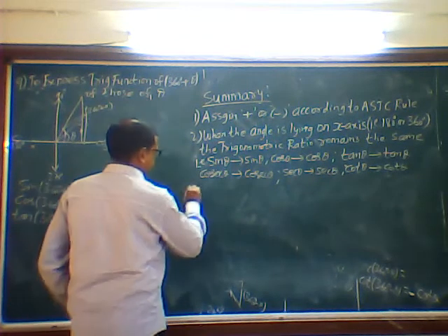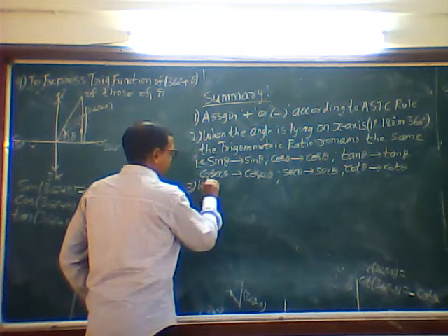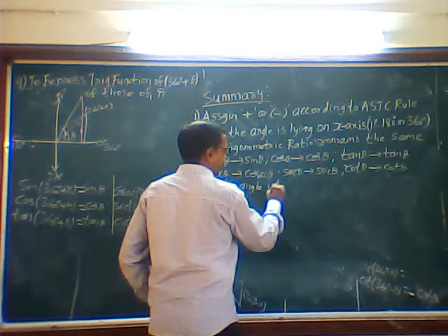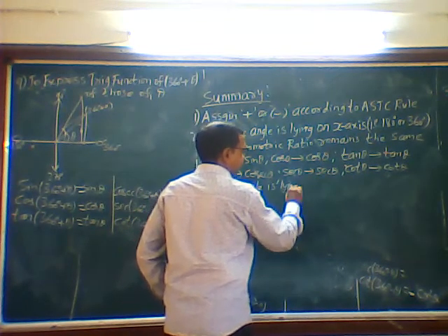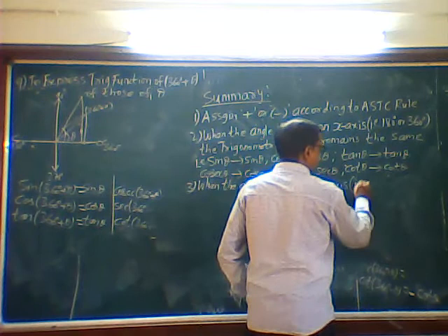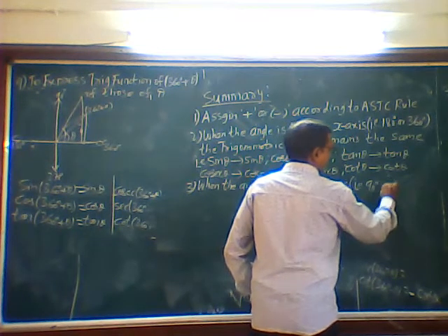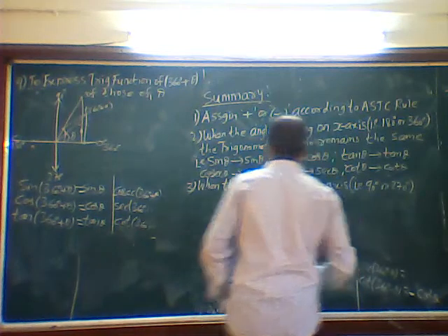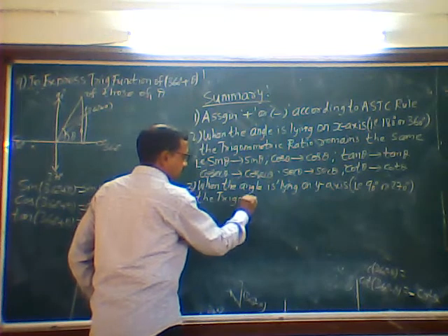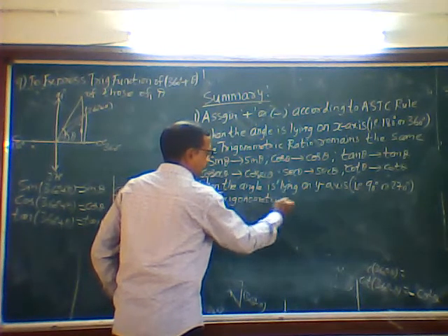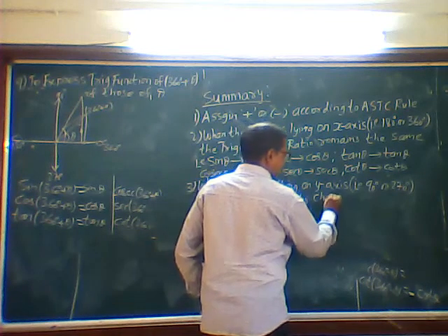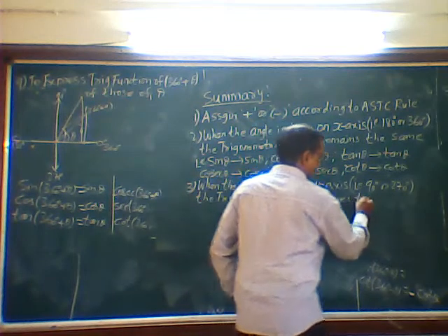Okay. Third one. Next, when the angle is lying on the y-axis, that is which of the angles here? 90 degree or 270 degree. Okay, the trigonometric ratio changes to the co-ratio.